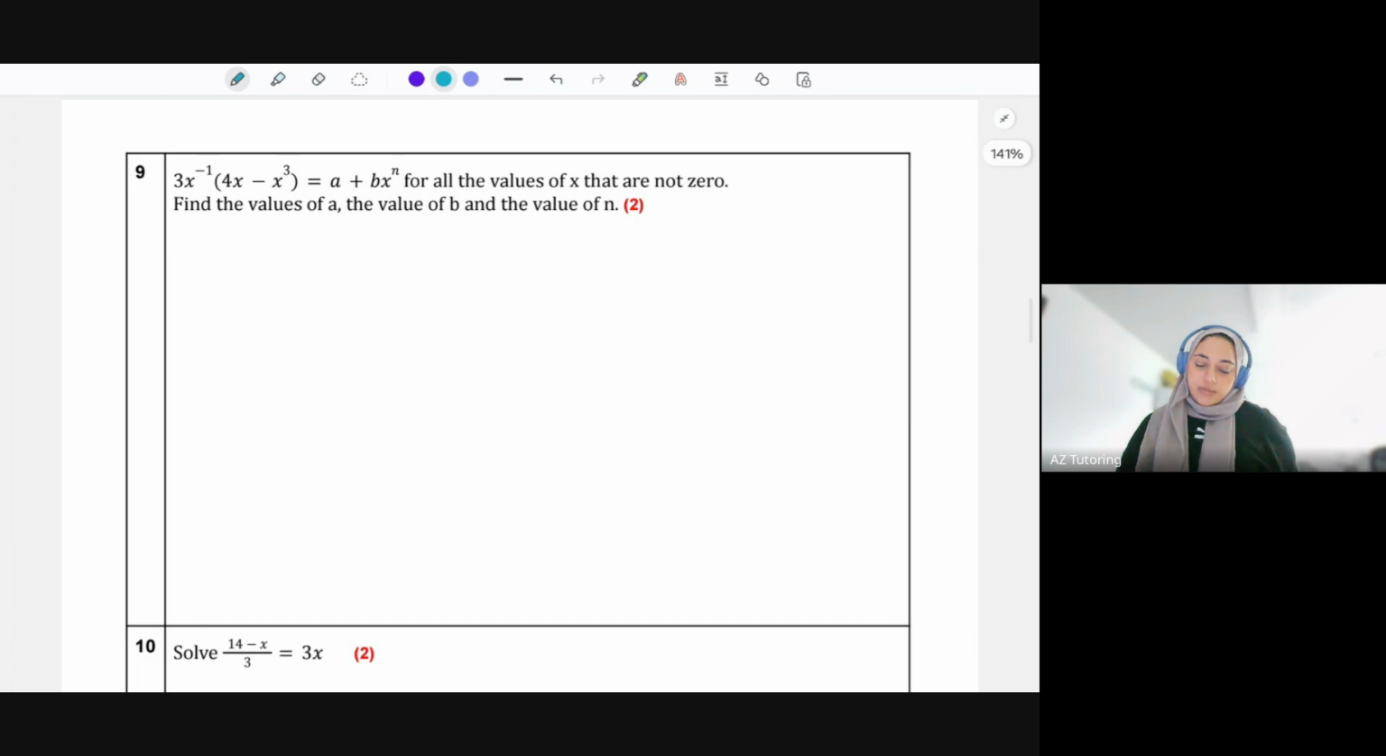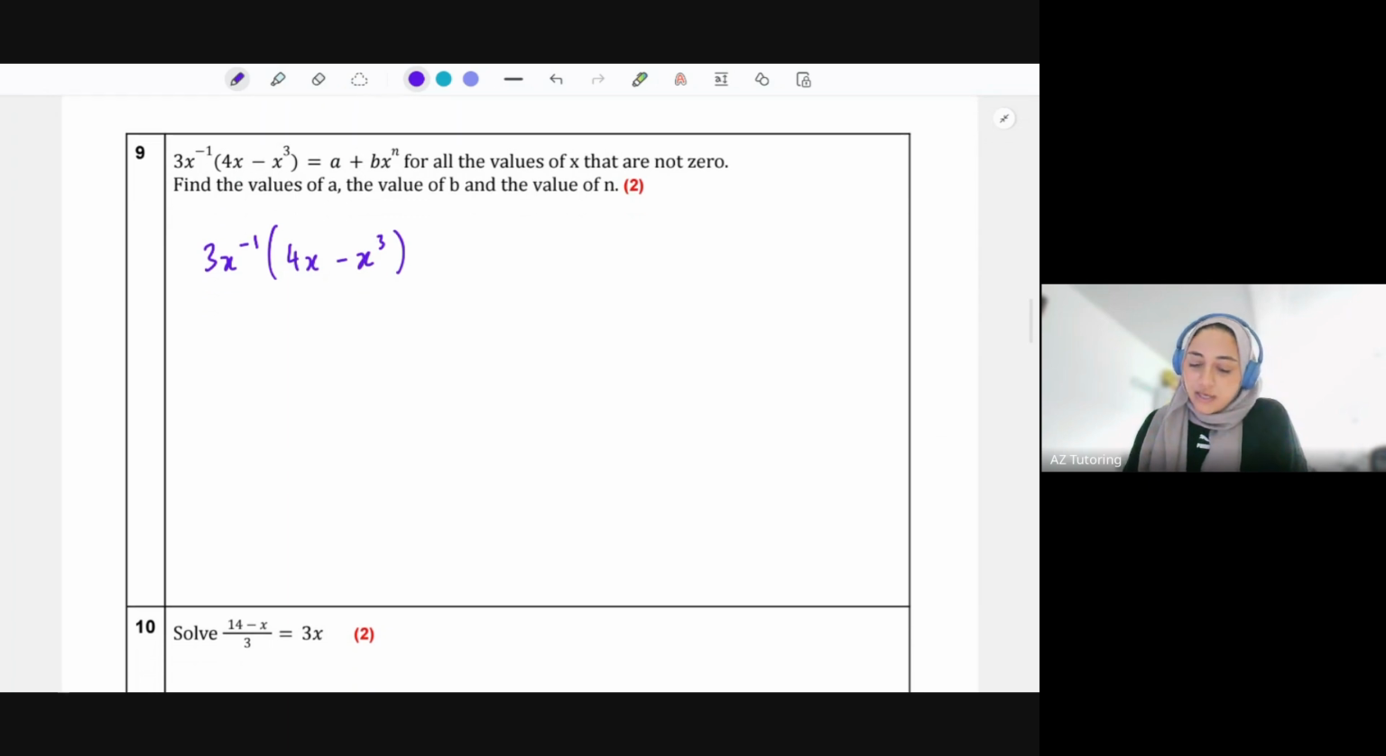Okay, 3x to the power of minus 1. I'm just going to rewrite this out again. 3x to the minus 1 times 4x minus x cubed can be written in that form. Find the values of a, b, and n. So basically write it in this form here.